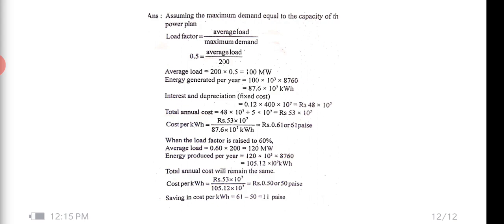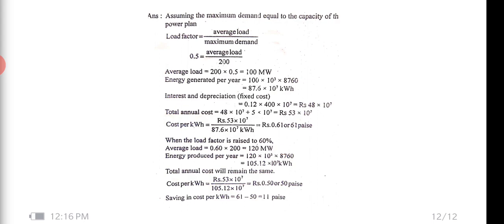But if I increase the loading to 0.6, that is 60%, what will happen? Now the average load is 0.6 into 200. Now instead of generating 100 megawatts, it is generating 120 megawatts. Okay. The energy produced is 120 megawatts into 10 raised to 3, it gets converted to kilowatt, into 8760 hours in a year, that becomes 105.12 into 10 raised to 7 kilowatt hours. So 105 crore units per year. Okay, the total cost remains the same because the interest is the same, depreciation is the same, salaries are the same, taxation is the same.